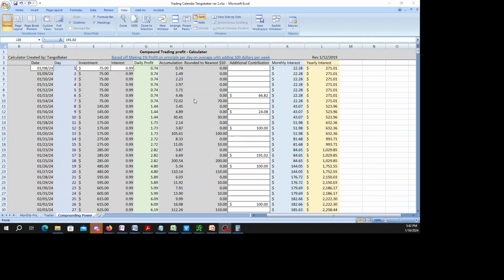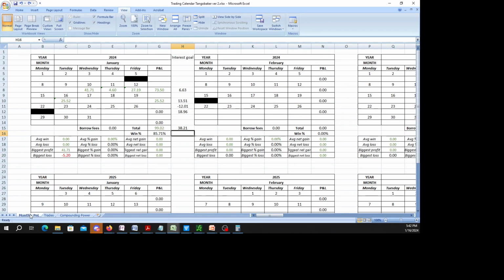So I'm going to be building my formulas as I go along, kind of playing around with this. And then here in the monthly P&L, this will be the interest goal or the profit goal. Here, let me just rewrite that.